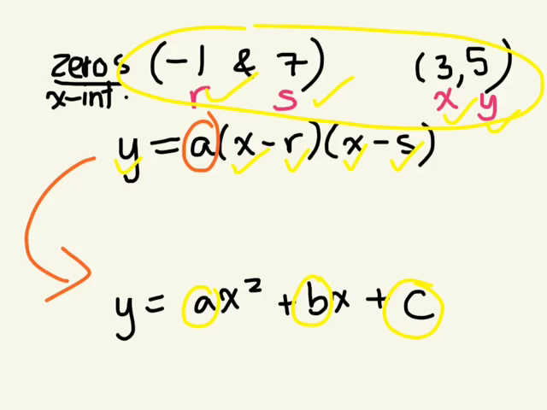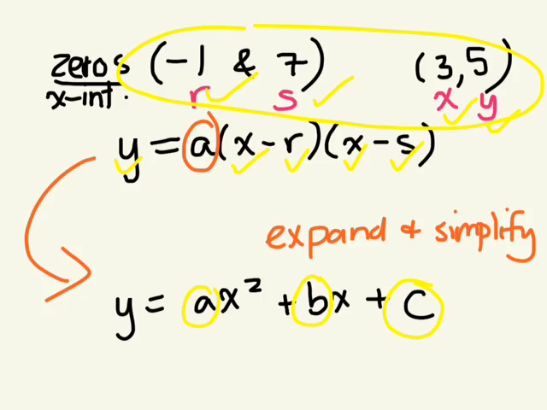How do you go from factored form to standard form? Expand and simplify. This is what you were working on yesterday. FOIL, right? Expand it and simplify it. Okay, so let's replace y. What's y? 5. Don't know A. What's x? 3 minus, what's r? Plus 1. So 3 take away a -1 becomes 3 plus 1.